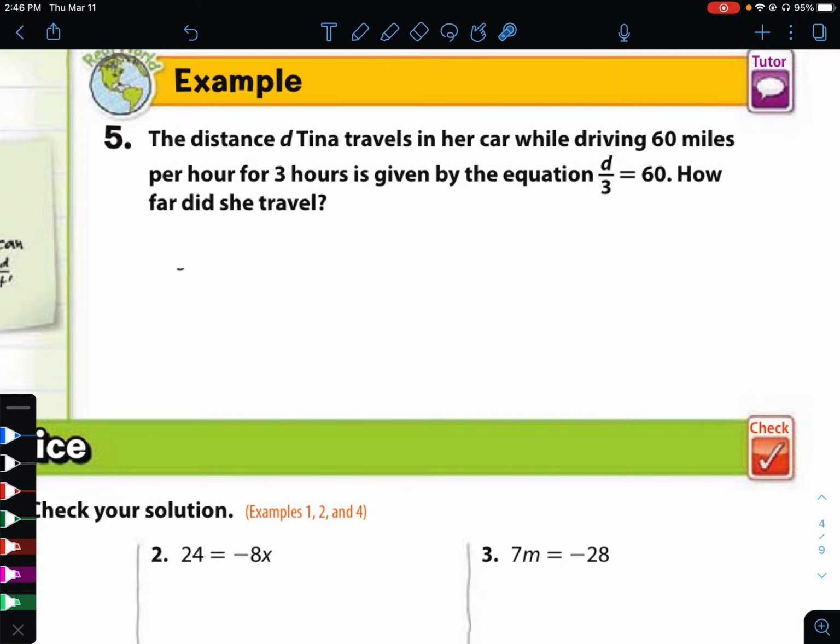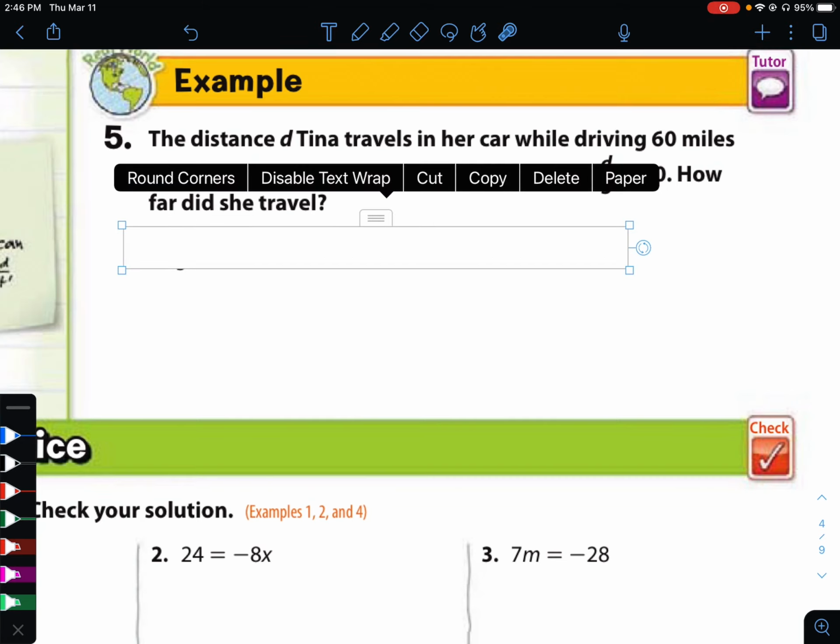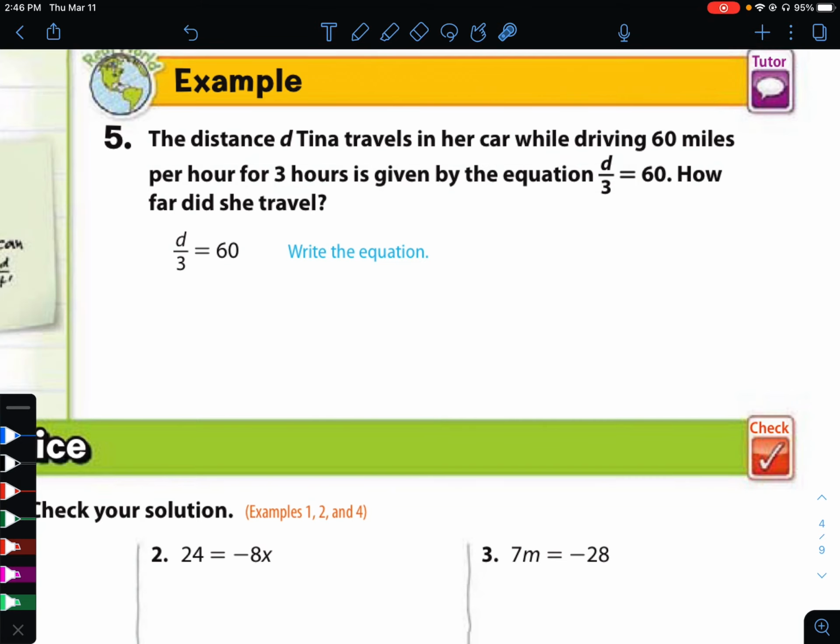So we know that D represents distance, and that's the reason why it's asking how far did she travel. That means we need to solve for D. Again, this is a division problem because D over 3 means D divided by 3. So first and foremost, let us write the equation down. D over 3 equals 60. So for us to undo 3, okay, we need to multiply both sides by 3 using the multiplication property of equality. Multiplying both sides by 3 cancels out the 3, okay?